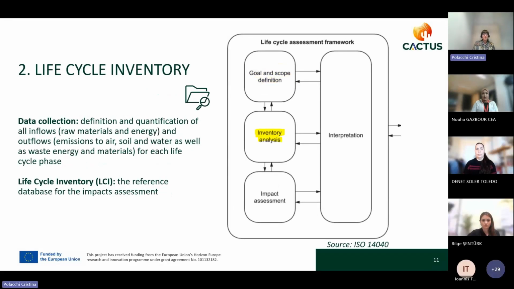The second step, which I would say is the most challenging one, is the inventory analysis. Here we collect inventory data of all the inputs in terms of raw material and energy flows for all the steps that we want to analyze, and also the outflows, so the emissions to air, to soil, to water, the waste, etc. This process can be iterative over several steps, and the inventory might need to be refined several times to be accurate.